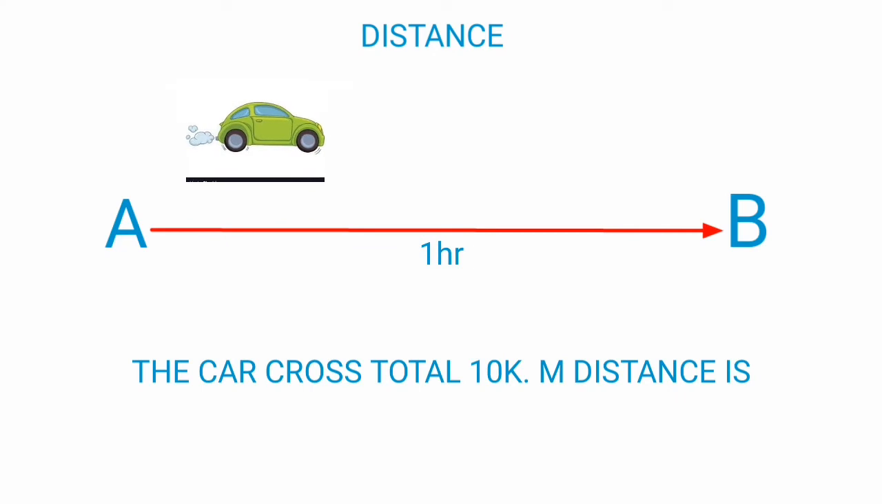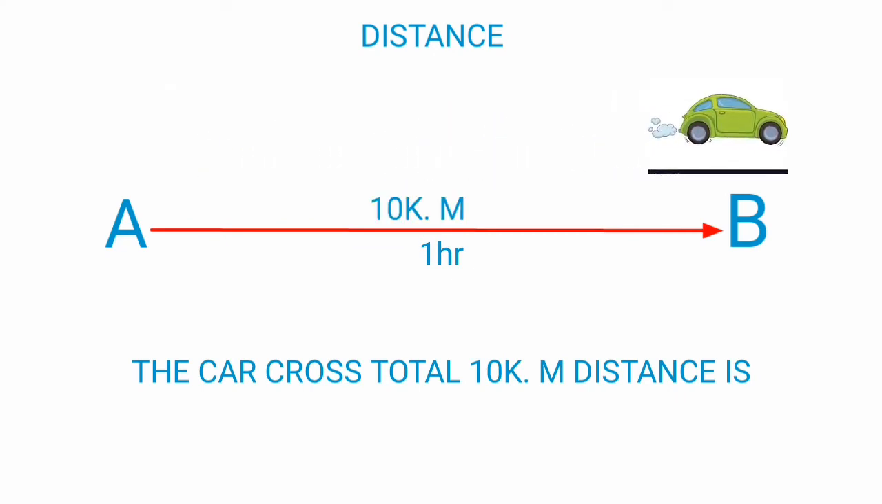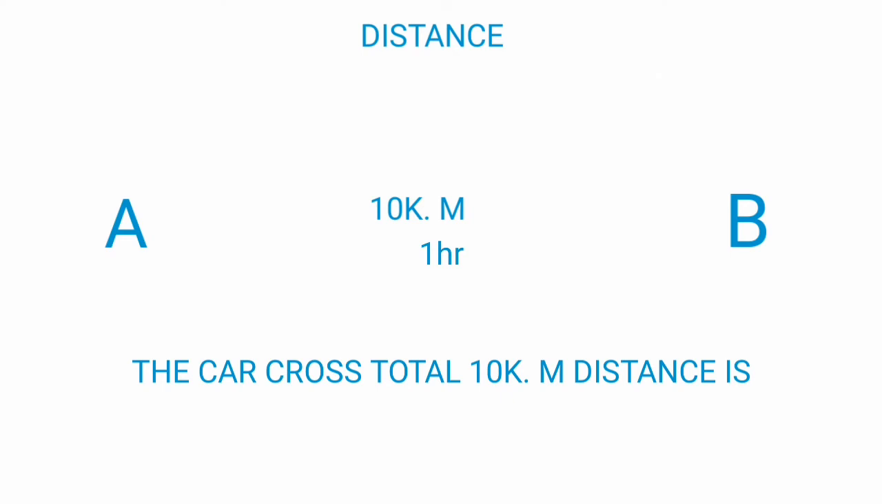Now we are seeing a distance example. If a car moves from position A to position B, and it covered 10 kilometers in 1 hour, then we can say that it covered 10 kilometers of distance.